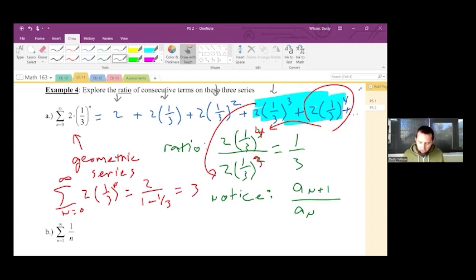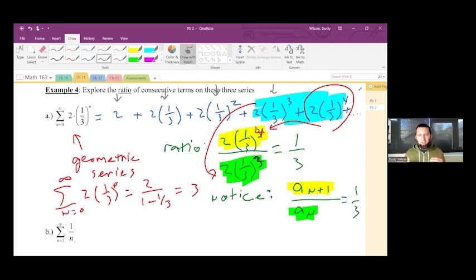So in this particular case, our n would be 3. So a_3 would be 2 times a third cubed, and then a_(n+1), n is 3, so a_(3+1), or a_4, would be 2 times a third to the fourth. And in each of these cases, we got a third.